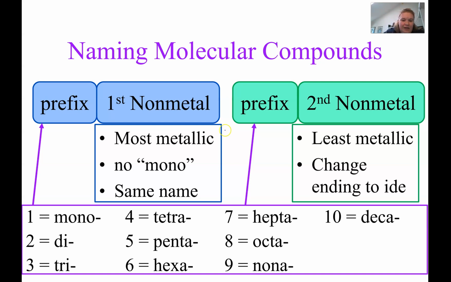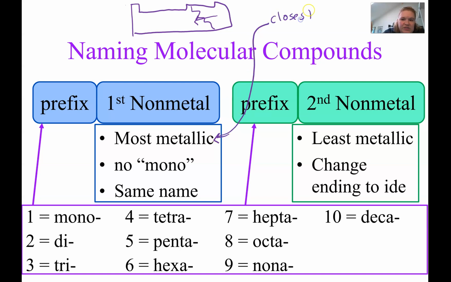The most metallic element goes first. So if we think about our periodic table, here's my periodic table. Here's my little stairs that divide the nonmetals and the metals. Whichever nonmetal is closest to those stairs, that's the one that's the most metallic. So another way to say most metallic is that it is closest to the stairs. If there's only one of that first nonmetal, we don't use the prefix mono. It just doesn't get a prefix at all, and we just use its name. We don't change it in any way.